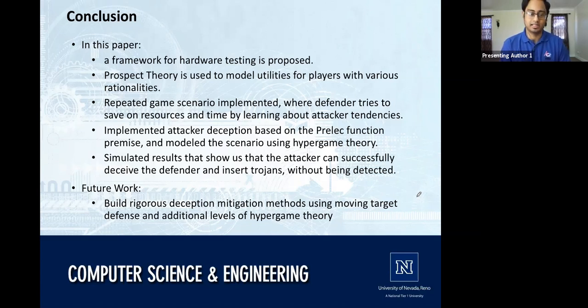Trojans without being detected. So in future work, we plan on building more rigorous deception mitigation techniques for the defender using concepts such as moving target defense and additional levels of hypergame theory.